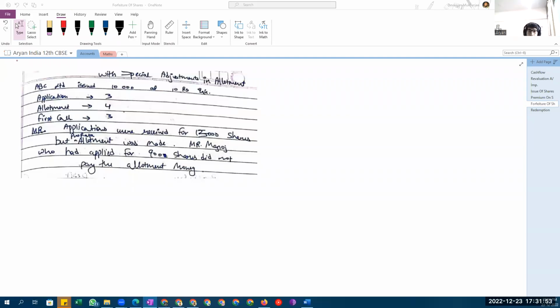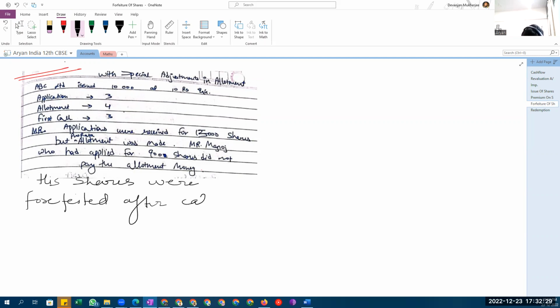Okay, so this is our question. In this question, we'll add one more statement: this person who had applied for 900 shares did not pay the allotment money. So the question is still there, but we'll add one more line that his shares were forfeited after call. Then we'll start from the first journal entry.